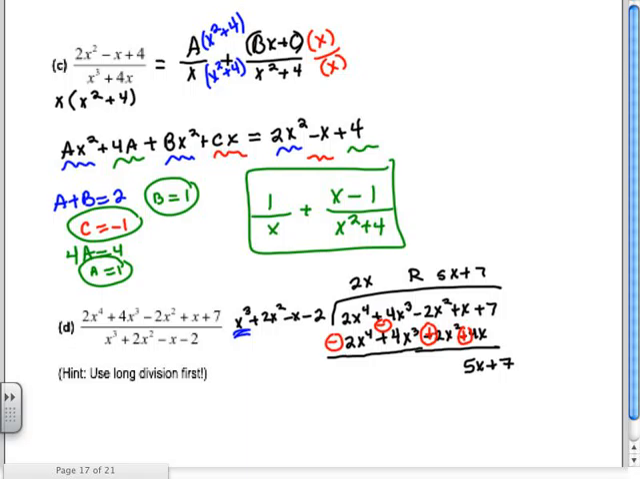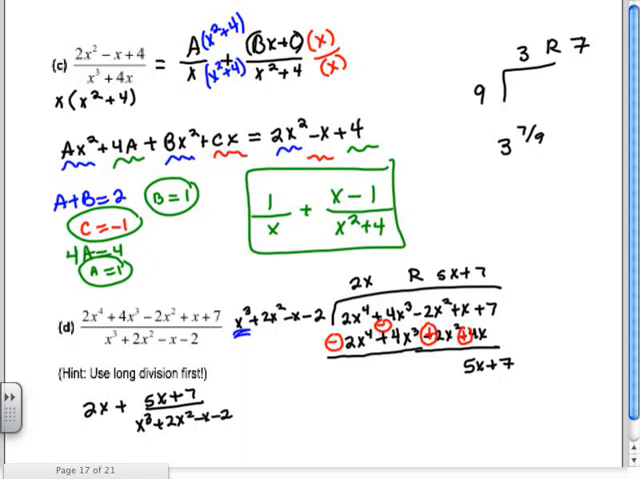So later on, when you guys first learned about fractions, if you had 3 remainder 7, you would write it as 3 and 7 out of 9 are left. Same thing here. We're going to say our answer is 2x plus 5x plus 7 over what my divisor was. Okay, this is what we're going to do partial fraction decomposition on. So find that.